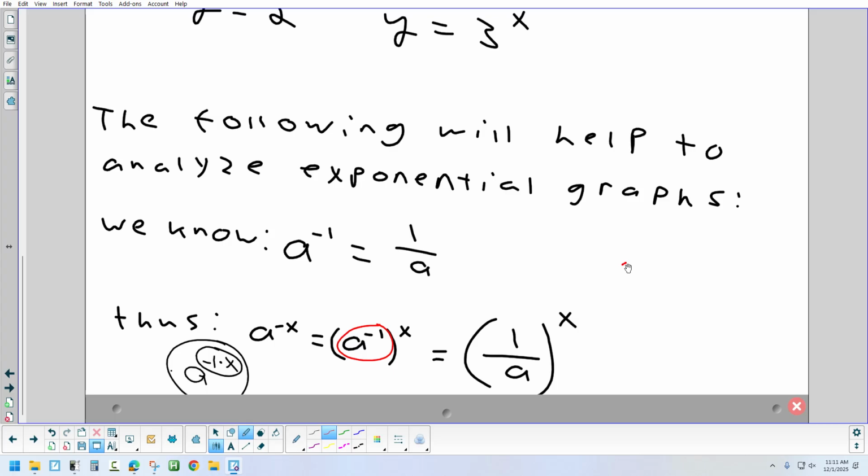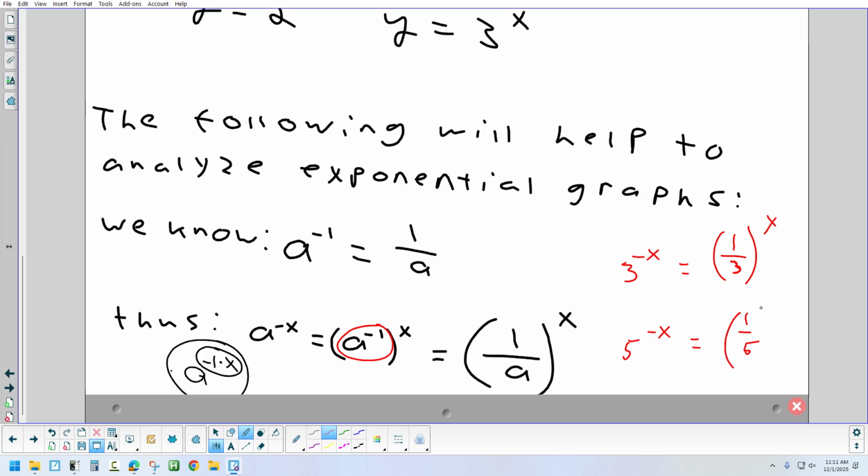So what if we had, let's say, 3 to the negative x? What do you think that would be the same as? Yeah? A third to the x? Would be 1/3 to the x. How about if we had like 5 to the negative x? It would be 1/5 to the x.